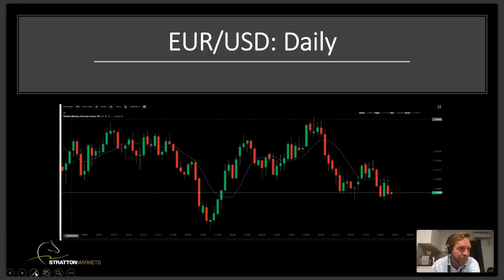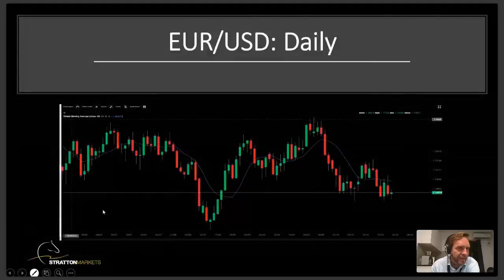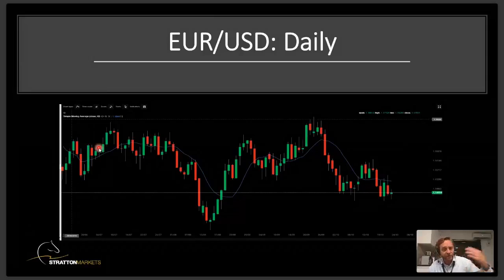Now, here's our little chart. Let me grab my laser pen. There we go. Okay, so this is a 10 SMA, taking the closing price of the last 10 trading sessions and dividing it by 10. The SMA is the blue line here. Remember, asset above it, uptrend. Asset below it, downtrend. So let's have a little look-see.